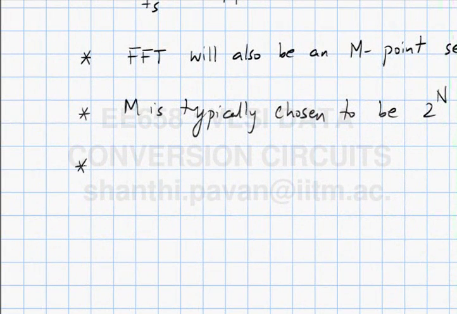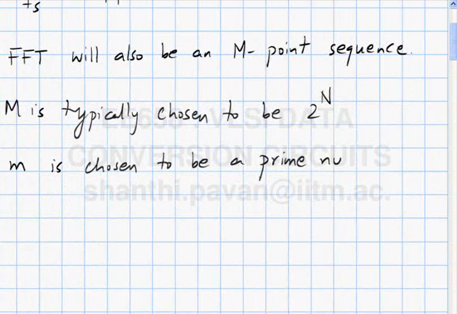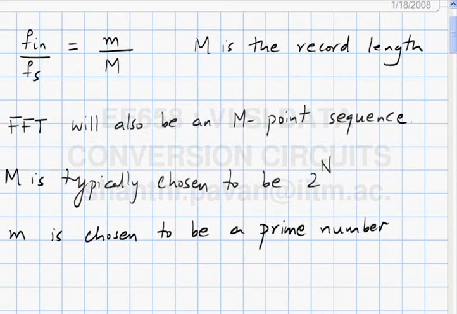And m is chosen to be a prime number in the region where you want to put the input. It's not strictly necessary for m to be an absolute prime number. All that it has to be is relatively prime with respect to M. Okay. So this is what we do in simulation.